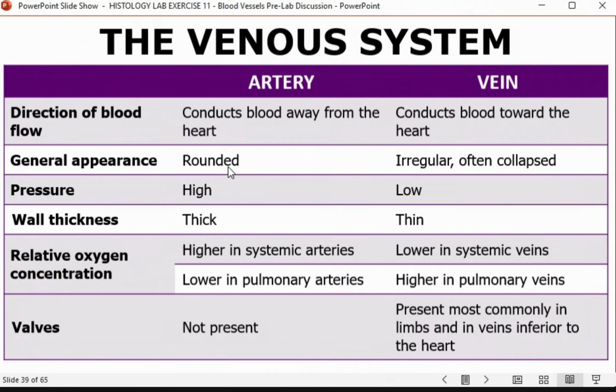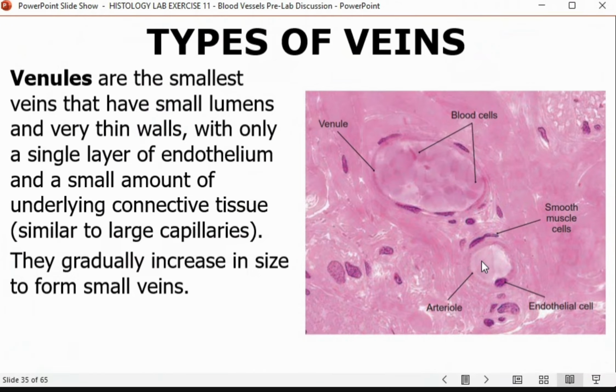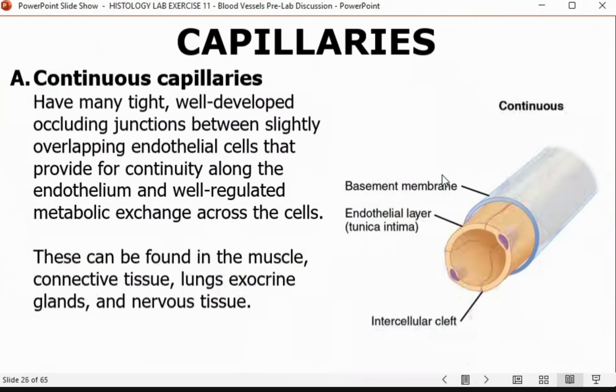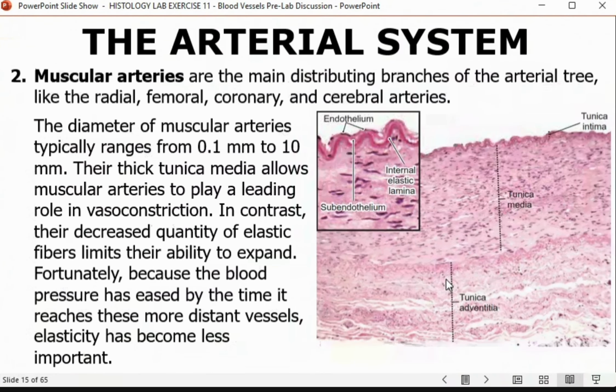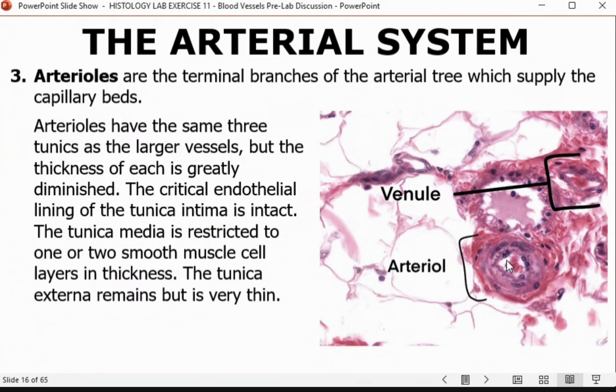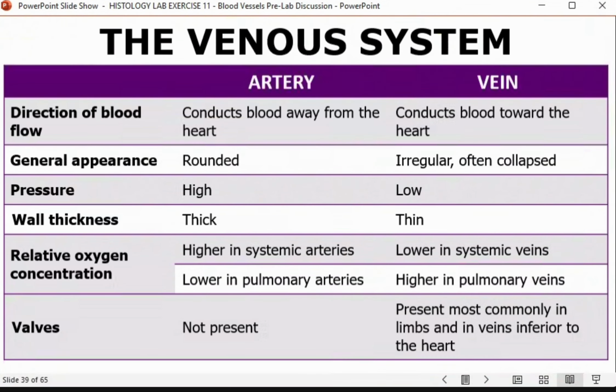In terms of general appearance, the arteries are rounder compared to your veins, which are irregularly shaped. Here you have an arteriole, very round. Here you have a venule, much larger, but more irregular. Here's a vein, more oblong, although your artery is also oblong here. Here, the arteriole is much more circular. Your venule is bending inwards. And then what else? The wall thickness of arteries is thicker than the vein, and in terms of valves, valves are present in your veins.